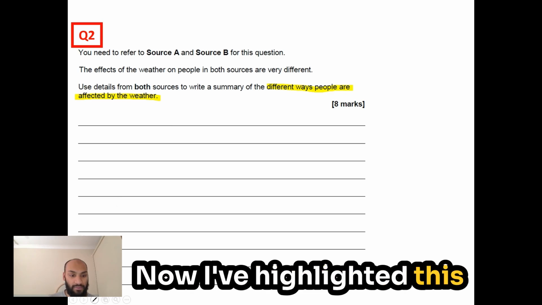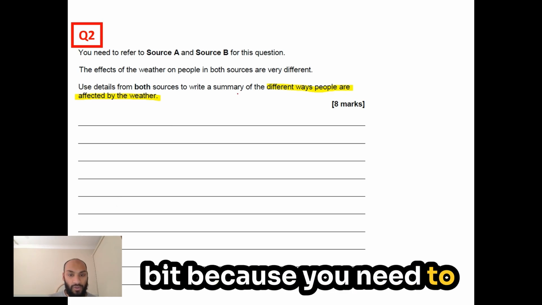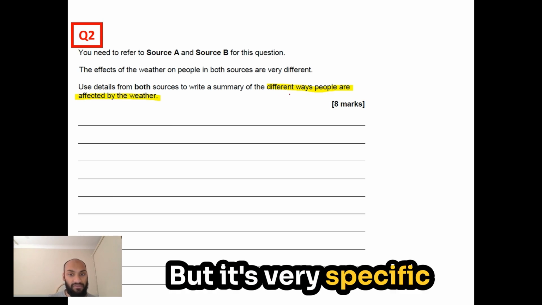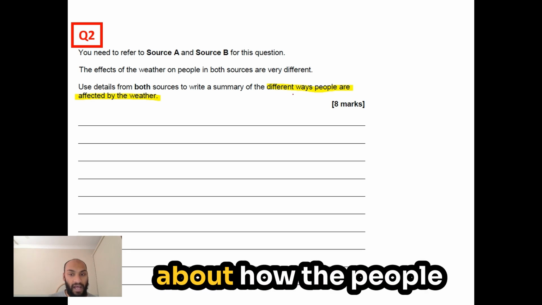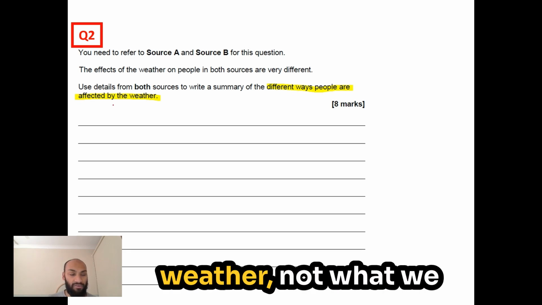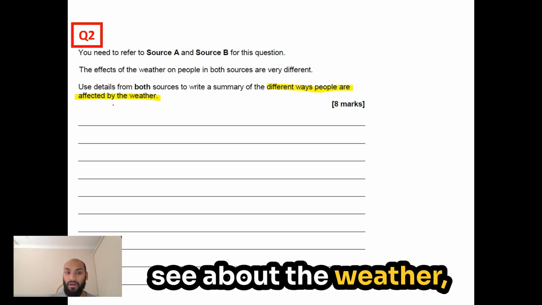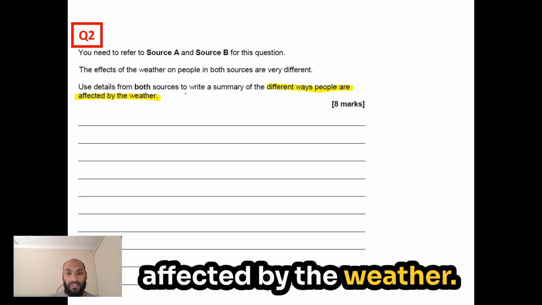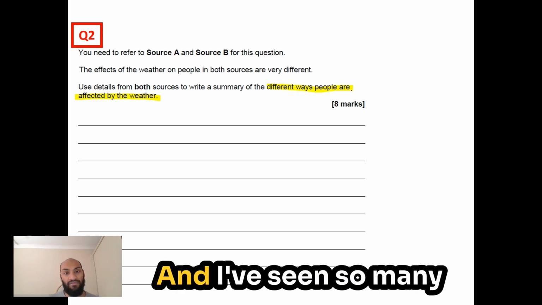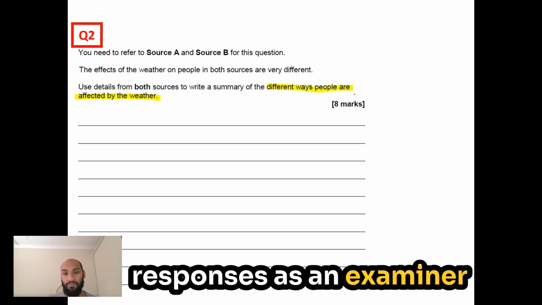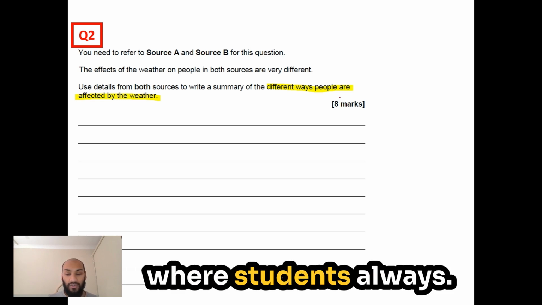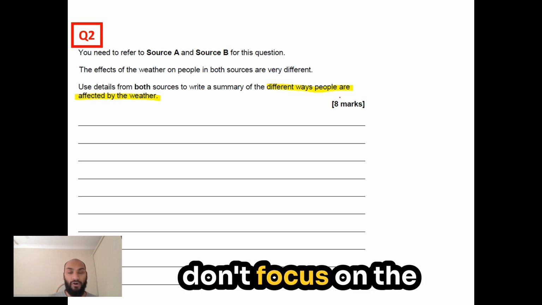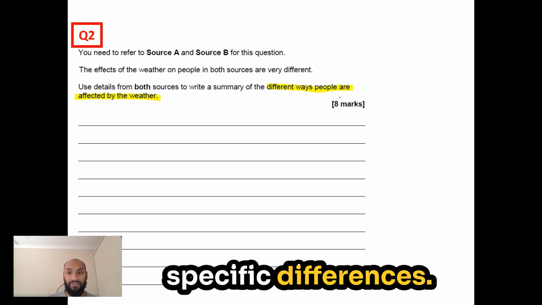Now, I've highlighted this bit because you need to compare the differences, but it's very specific because you need to talk about how the people are affected by the weather, not what we see about the weather, but how the people are affected by the weather. So this is a very subtle difference. And I've seen so many responses as an examiner where students don't focus on the specific differences.